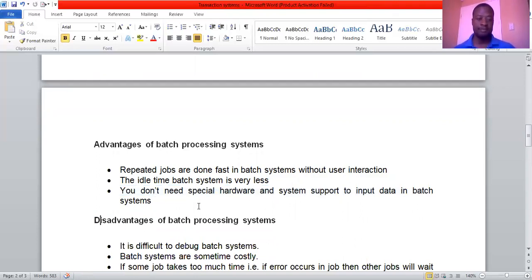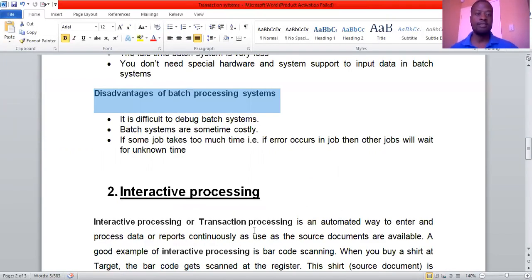Now let's look at the disadvantages. It's difficult to debug batch systems. So it's very difficult to debug these systems. And then batch systems are sometimes costly. You need more cash to implement these systems.